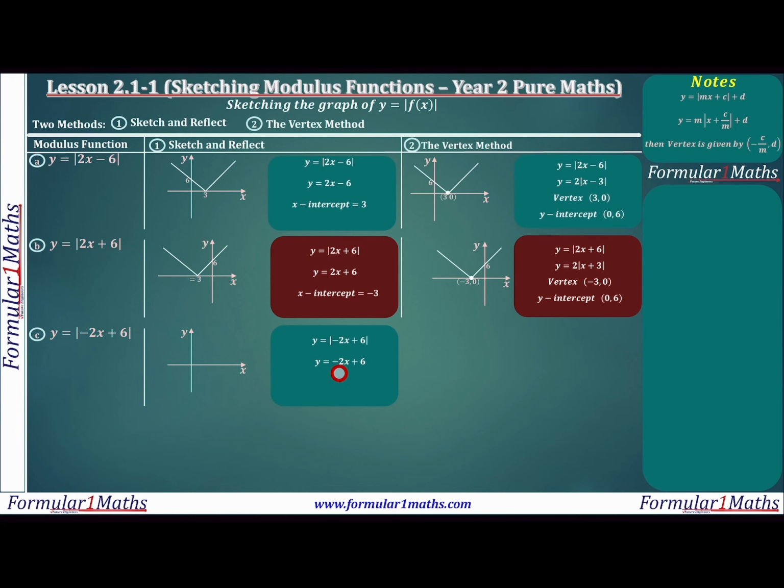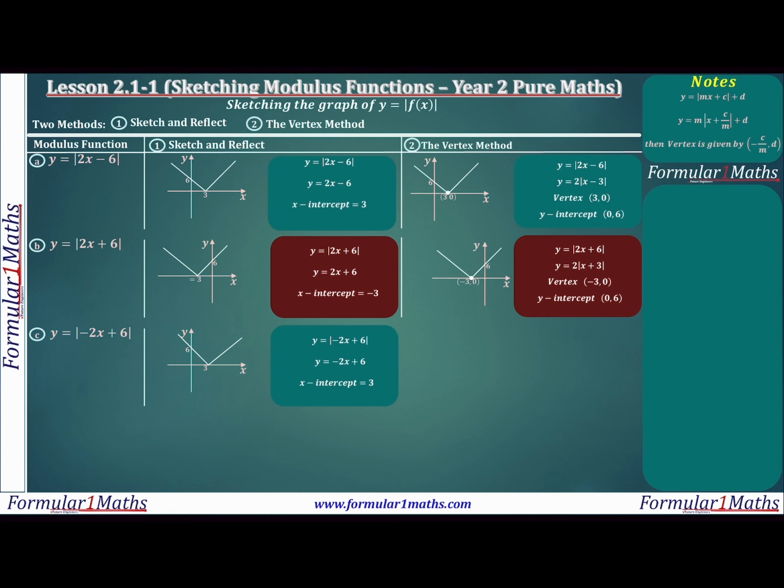And we can see that it has a gradient of minus 2, which means it will slope that way, and a y-intercept of 6, and an x-intercept of 3. So this will be the graph where the y-intercept is 6 and the x-intercept is 3. But again, this dashed part cannot be part of the curve because it has negative y values. So we'll reflect this part in the x-axis to get this. And that is our graph.